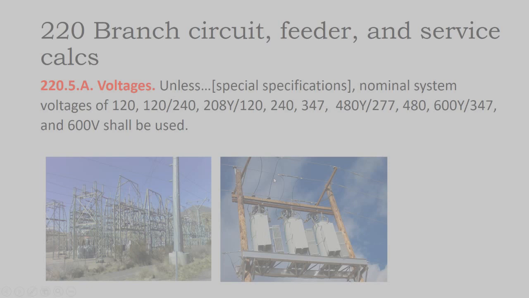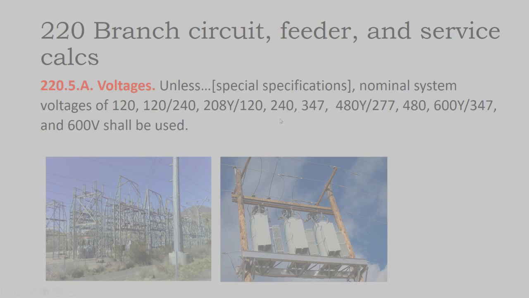And so the point is, you may have a generator providing its own neutral. You may have the utility providing their own neutral. You may have a transfer switch and a solar array. And if these are all going to be operating on a shared, non-separately derived circuit, their neutral system has to be interconnected.